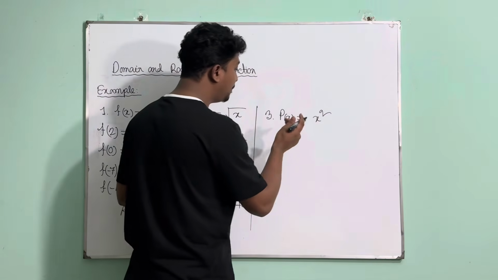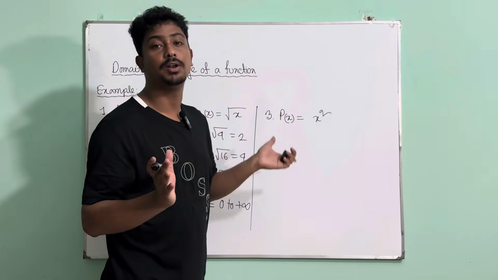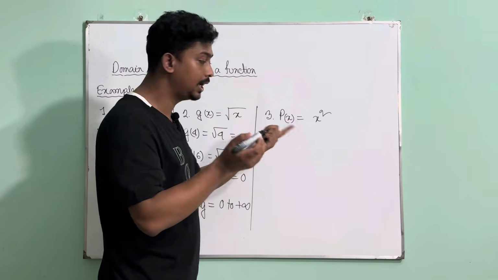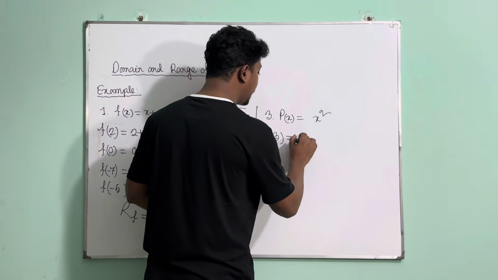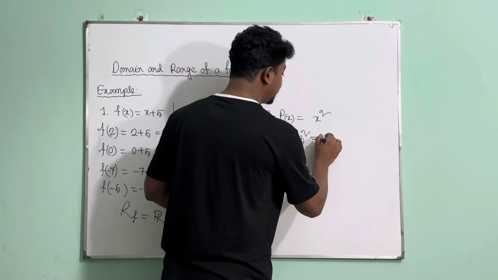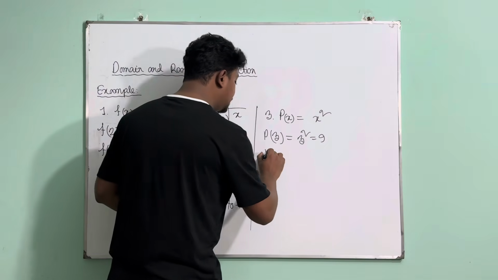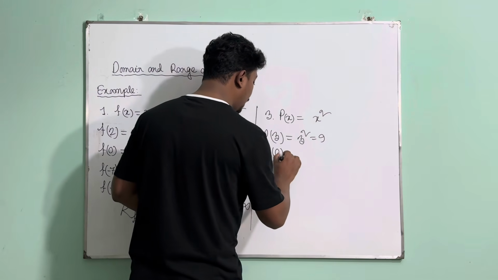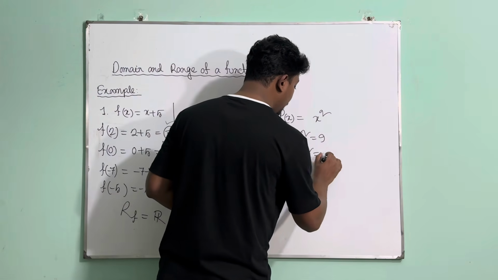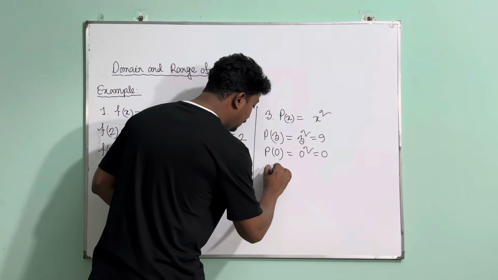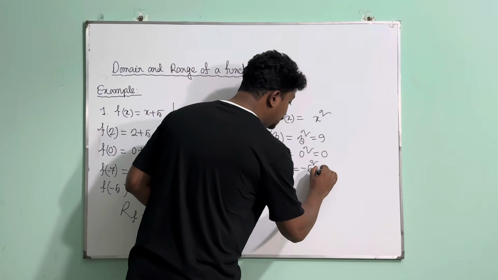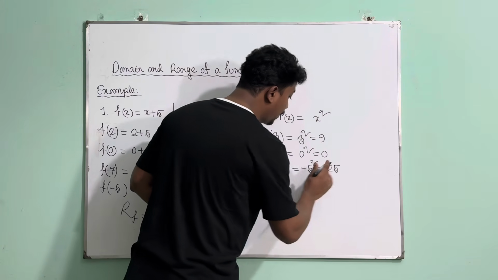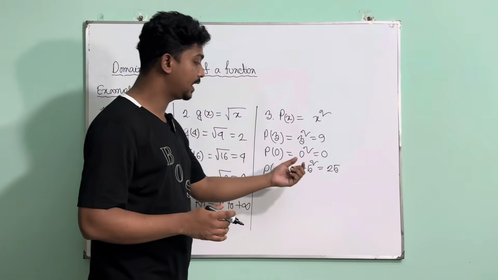So here we have p of x, which squares a number. Okay, so if I put p of 3, what do I get? 3 squared, which is 9. Now let's put p of 0. What do I get? 0 squared, which is 0. If I put p of minus 5, what do I get? Minus 5 squared, which is 25, because square removes any minus and we get a positive value.